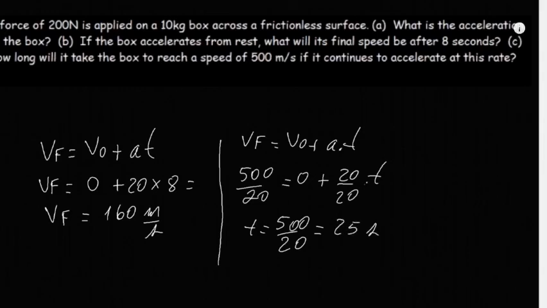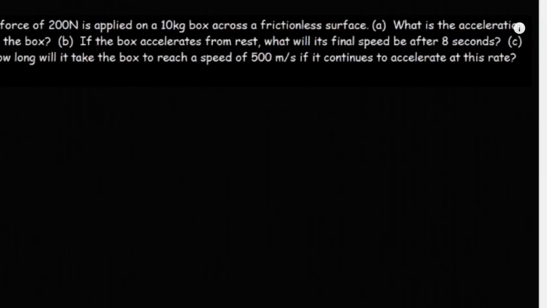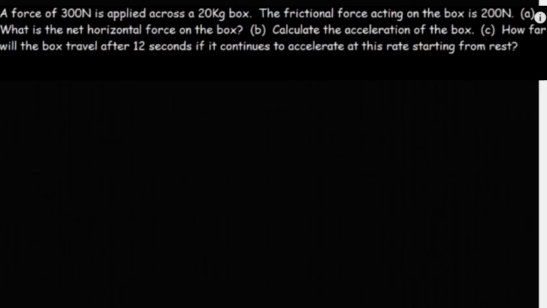So what is 500 divided by 20? Well, we can cancel a 0, so it becomes 50 divided by 2. Half of 50 is 25. So it's going to take 25 seconds for the box to accelerate from rest to a speed of 500 meters per second.